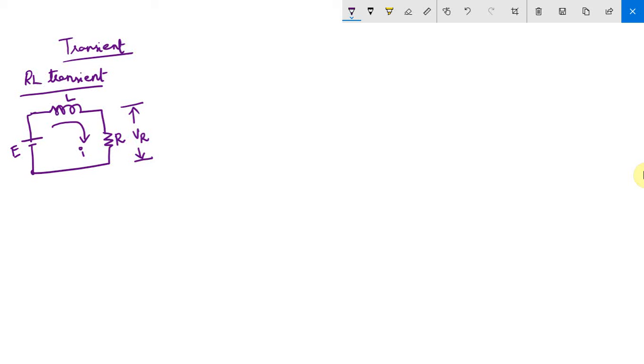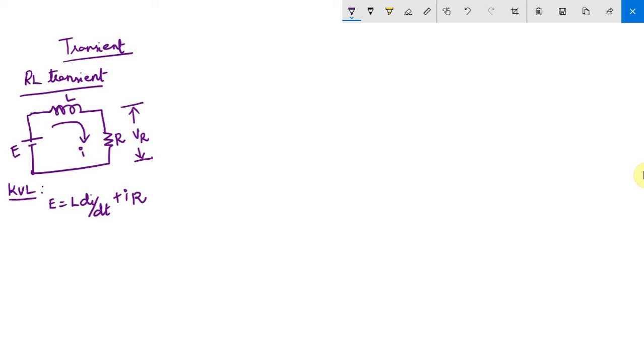Right, so we need to apply KVL for this circuit. So I am going to derive the mathematical modeling for the RL transient. So what is transient? Changeover from one steady state condition to another steady state condition. Right, so KVL for this circuit is, we know KVL is applied voltage is equal to voltage drops. So here E is equal to L into di by dt, right? And the voltage across the resistor is I into R.